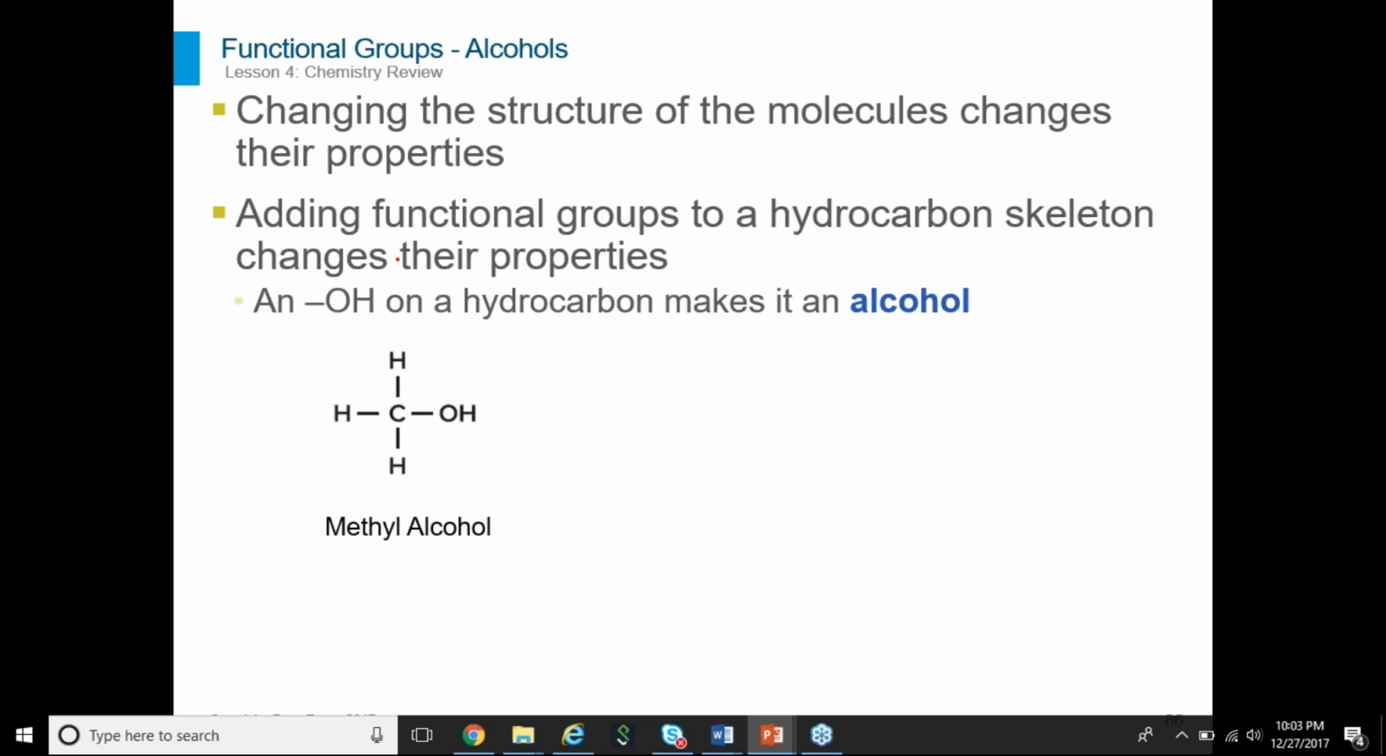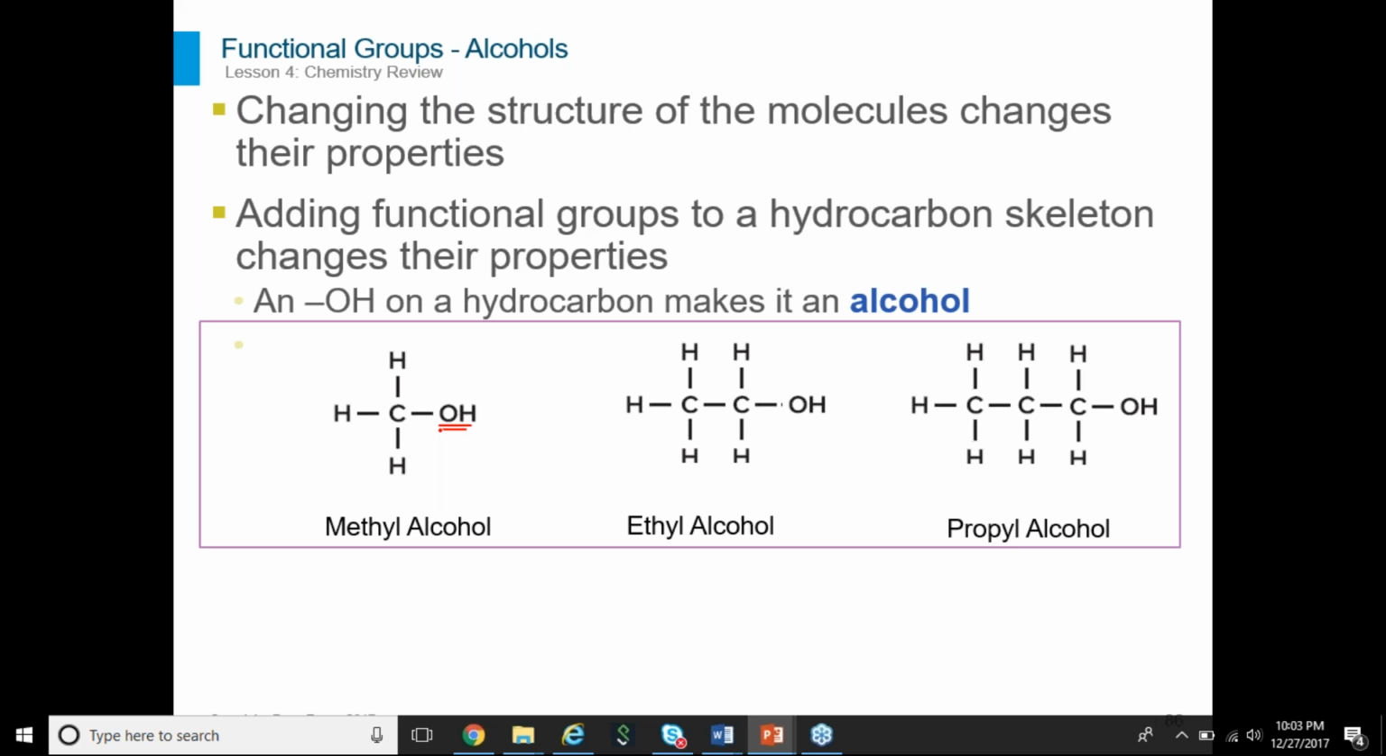So a very common example is alcohols. Instead of a hydrogen over here, we have this OH radical, hydroxyl radical. And having that on any hydrocarbon makes it an alcohol. And we could have a homologous series like we did before. So instead of methane, ethane, and propane, now we have methyl alcohol, ethyl alcohol, and propyl alcohol. So those are a homologous series. You can see they're exactly the same, except they have a different number of carbons in their chain and some hydrogens to fill in those carbons.